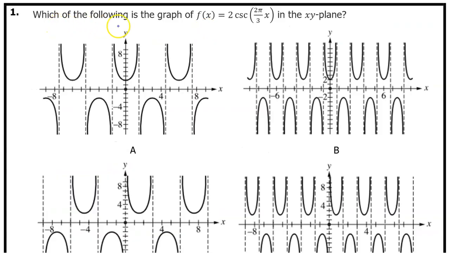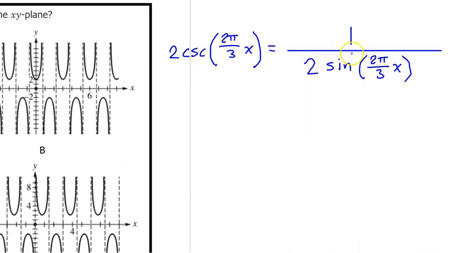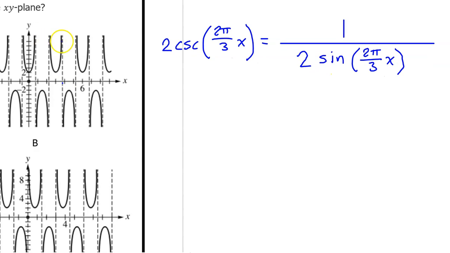Number 1. Which of the following is the graph of f of x equals 2 times the cosecant of 2 pi over 3 x in the xy plane? Cosecant is the reciprocal of the sine function, so the cosecant graph is sort of based on the graph of the sine function. I made a small mistake right here that does not affect the answer, but I want to make the correction.